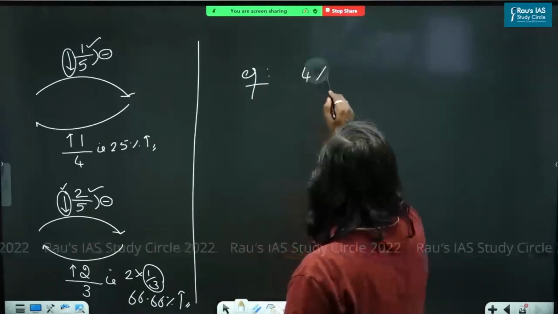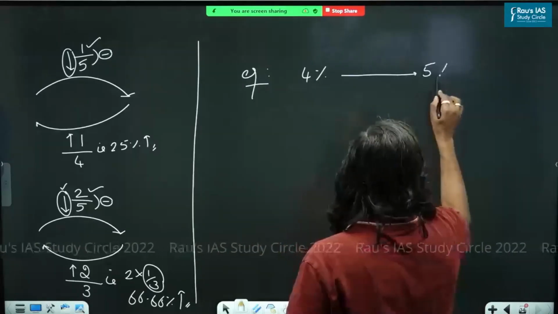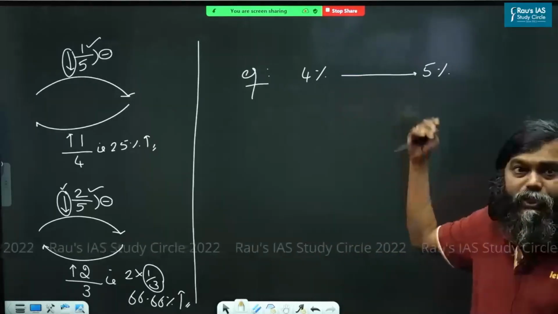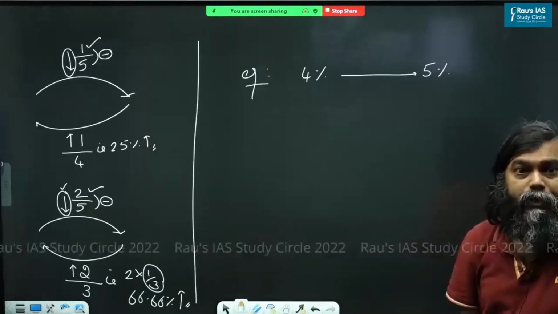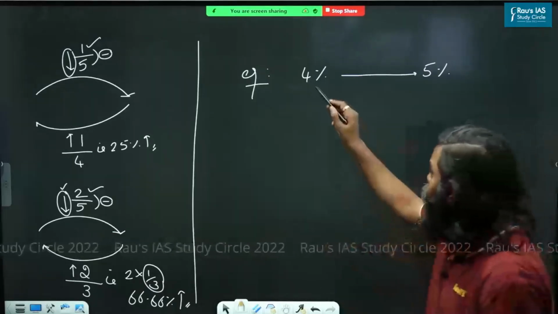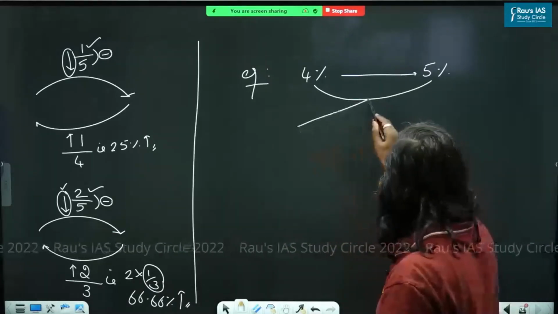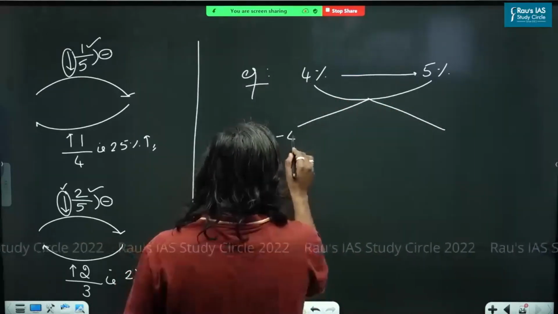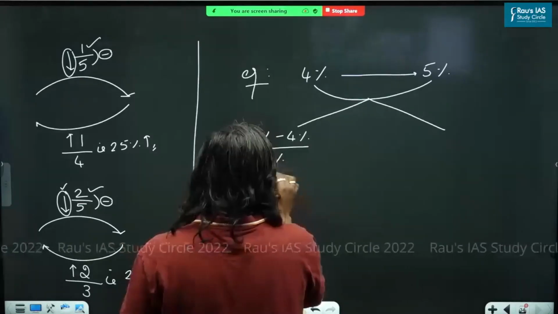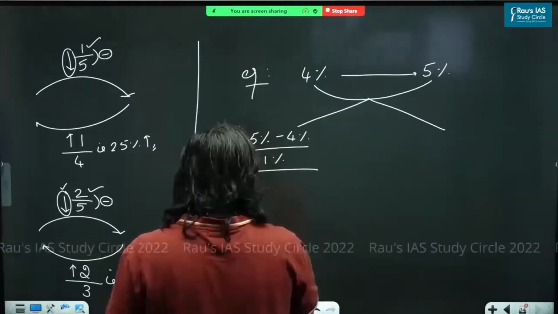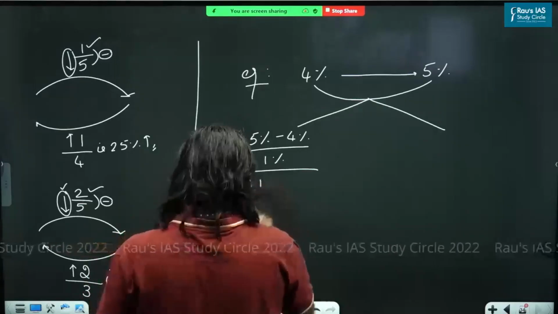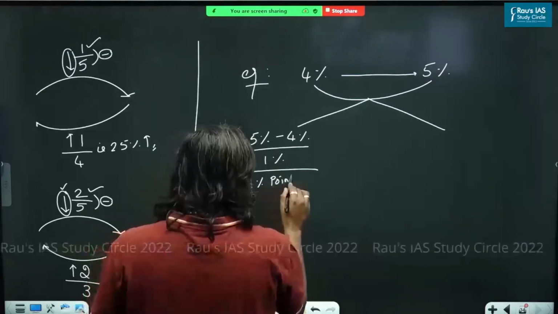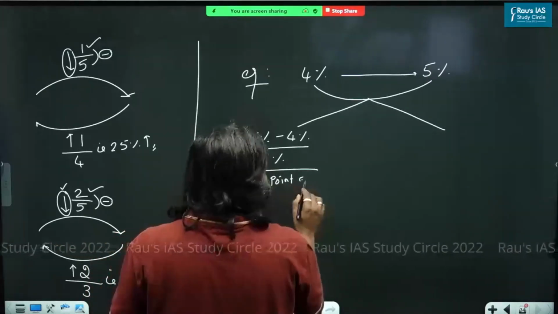For example, listen to us. Earlier, interest is 4%. Now interest is 5%. Now percent, it is changing or not changing? It is changing. So I am going to show these changes in two ways. What is the difference between these two? So 5% minus 4%, what you will get? 1%. So how can I say this 1%? 1 percentage point increasing.